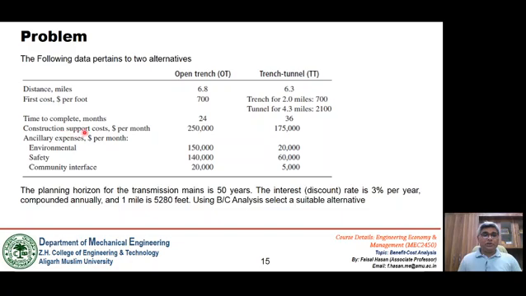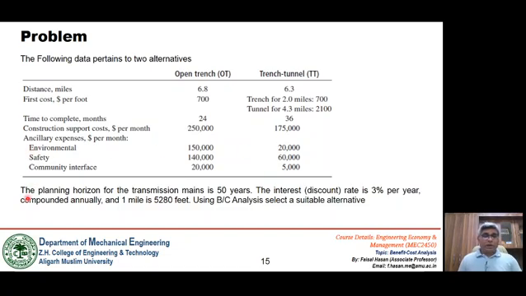Construction support cost, these are MNOs. This is also given, and this is the ancillary expenses per month associated with environment safety. So these are basically the benefits associated with the project.